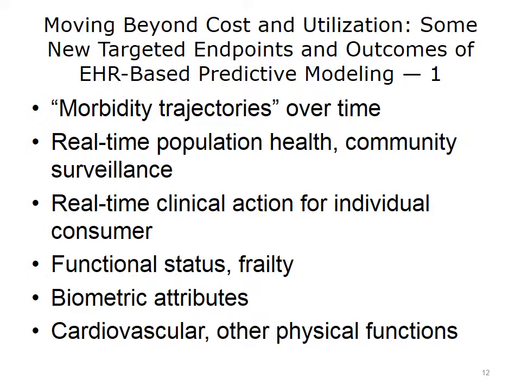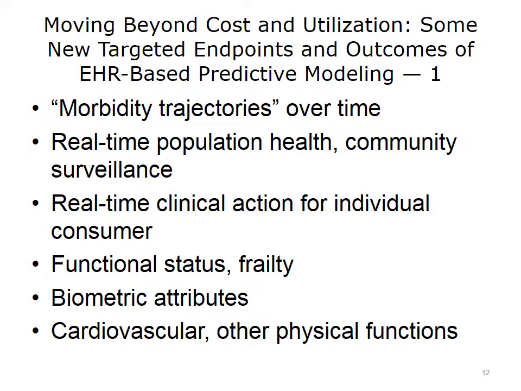Here's a summary of some of the endpoints or targets. These new models may predict the trajectory of disease over time. For example, when is it likely to get worse or better? They might predict the health in a community, following more the public health model of surveillance. The model might target functional status.